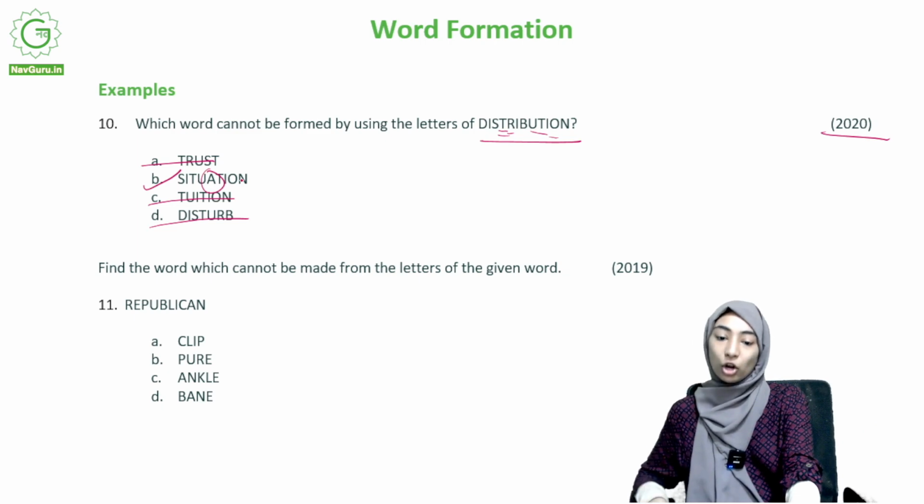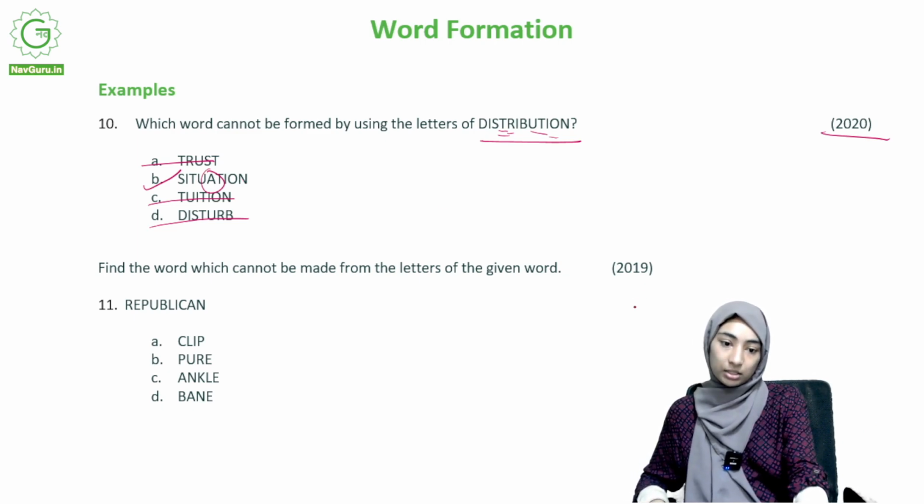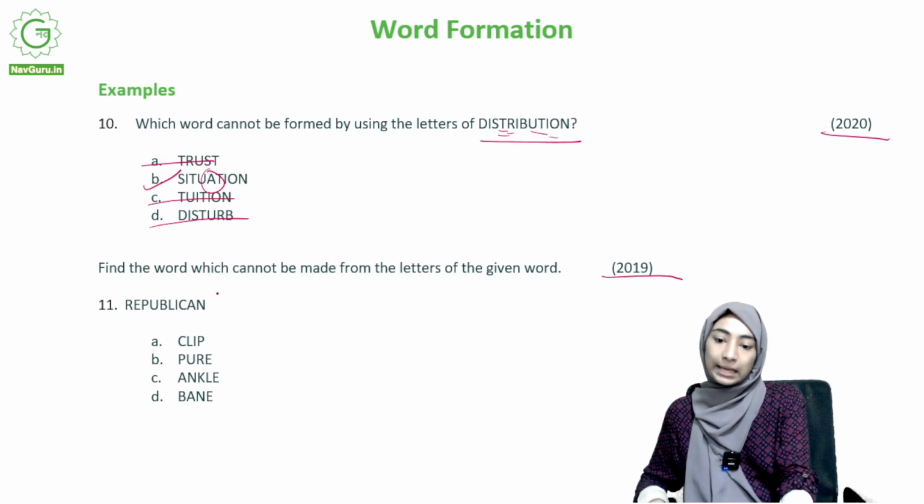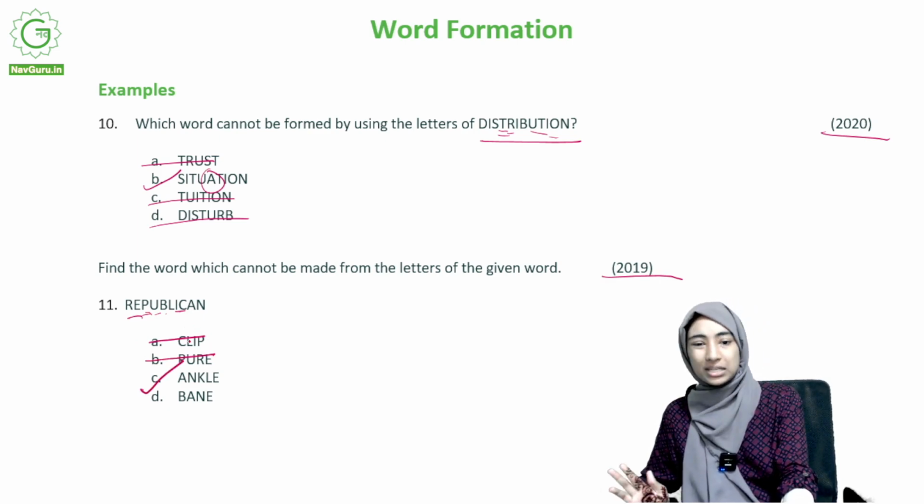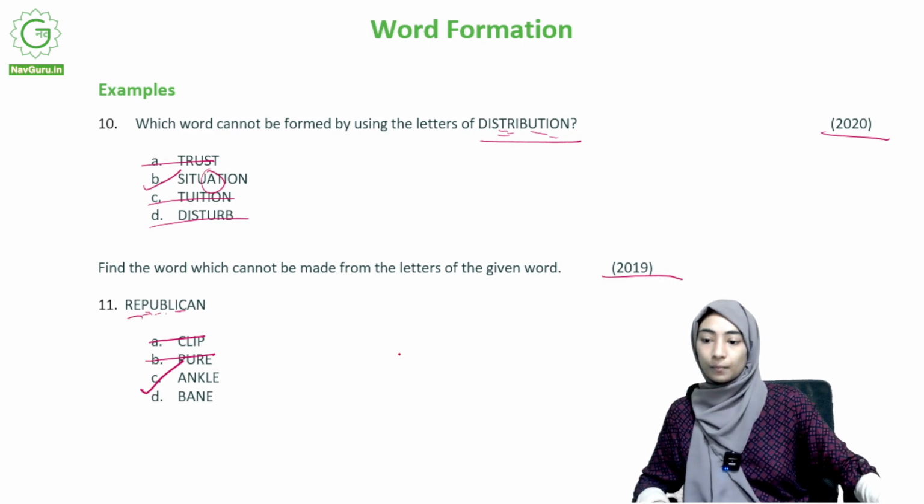Find the word which cannot be made from the letters of the given word. This is a 2019 question. Clip, CLIP, can be made, not this. Pure, PURE, no. Ankle, there is no K, so it is obviously ankle, right? So see, these questions are very simple, right?